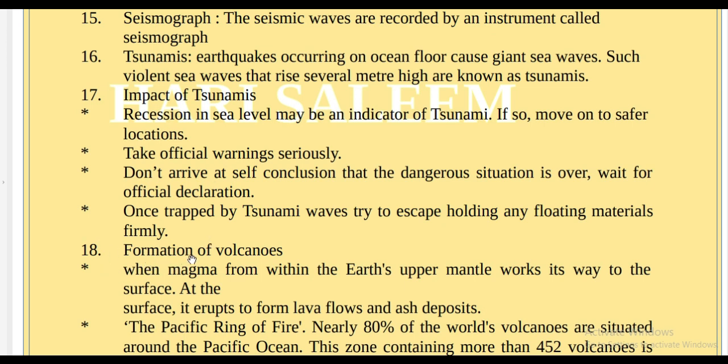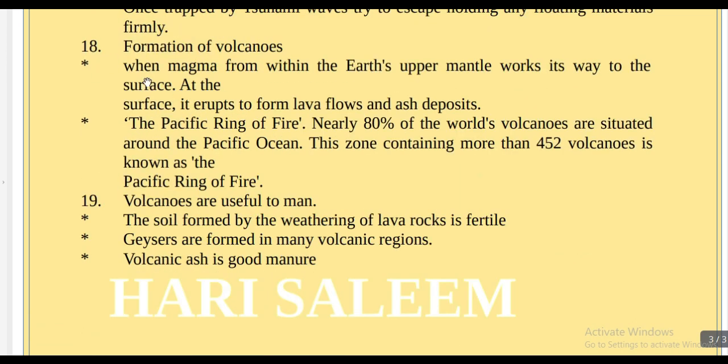Next, formation of volcanoes. When magma from within the Earth's upper mantle works its way to the surface, it erupts to form lava flows and ash deposits. The Pacific Ring of Fire: nearly 80% of the world's volcanoes are situated around the Pacific Ocean. This zone containing more than 452 volcanoes is known as the Pacific Ring of Fire.